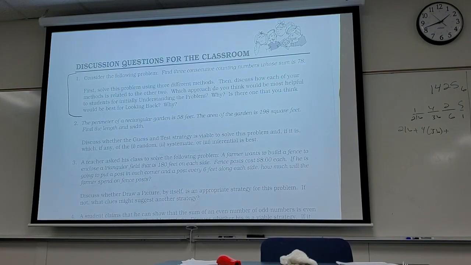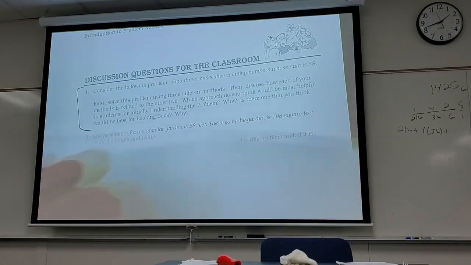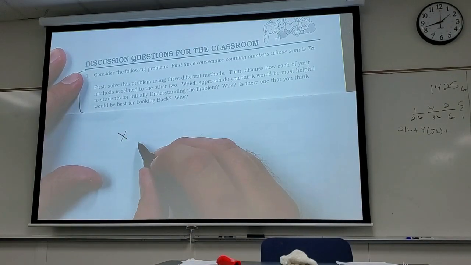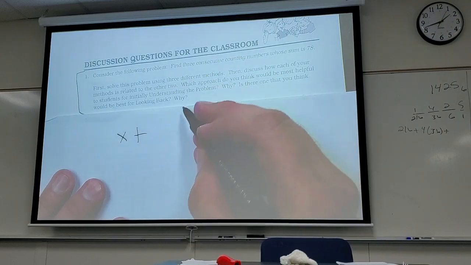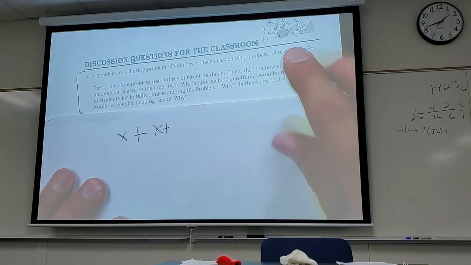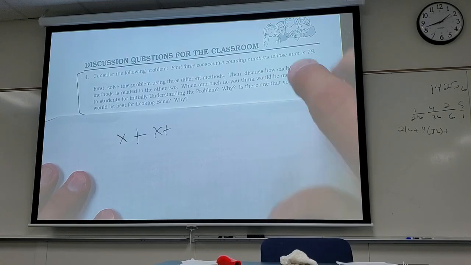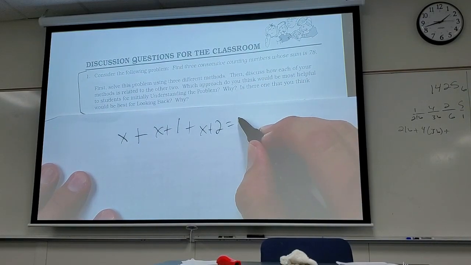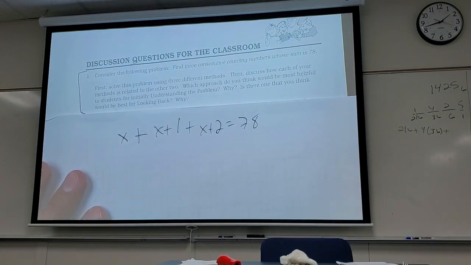Yes? Variable, okay, so what would that look like if I used a variable? X plus. Yeah, so the first number could be x, and the next consecutive number would be x. No, it's a consecutive number, right? Not consecutive odd or consecutive even. Oh, sorry, yeah. X plus 1, x plus 2, and that should be 78. And then you just solve that using good old algebra. Is that cool?